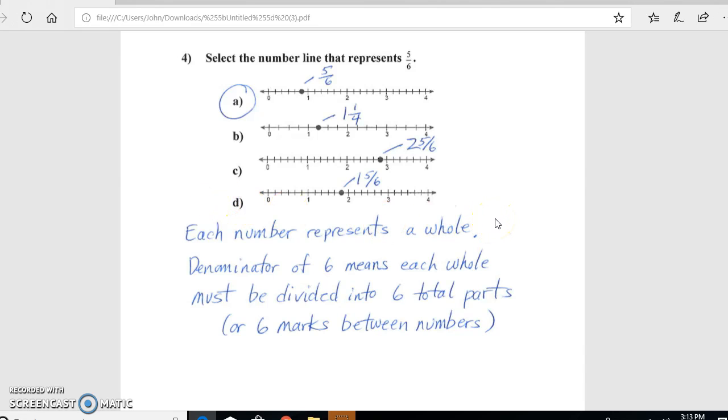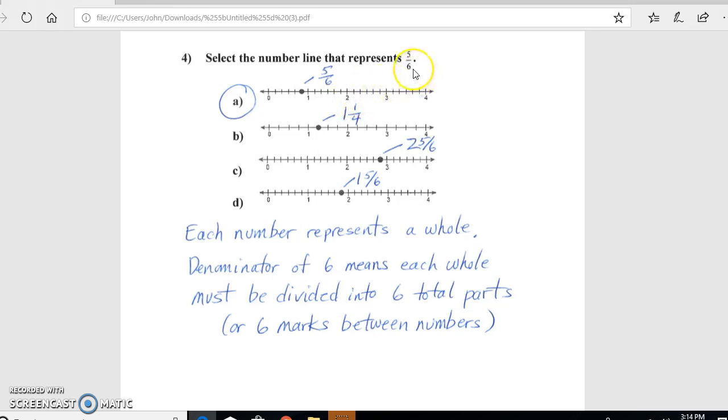And each number represents a whole. For example, we have 0 and then we have 1. And between 0 and 1 is one whole. And then from 1 to 2 is another whole. And from 2 to 3 is another whole. And then we notice that each whole number is divided into different parts.